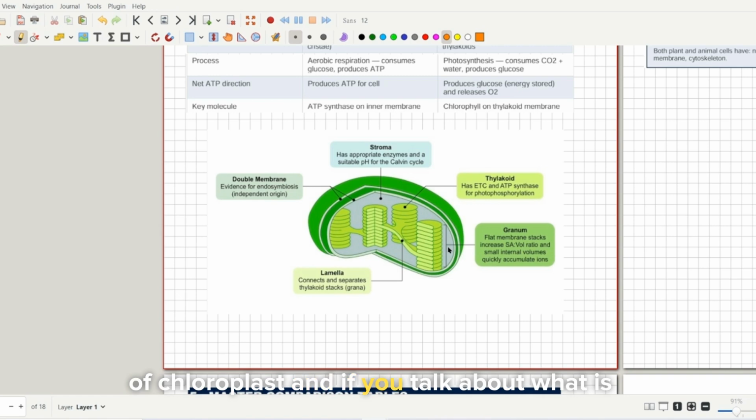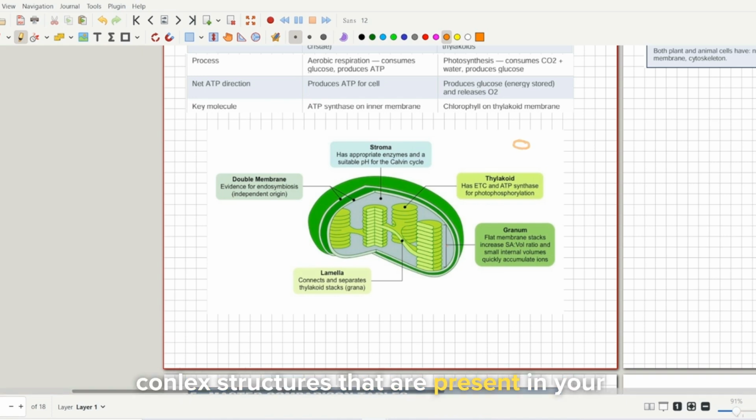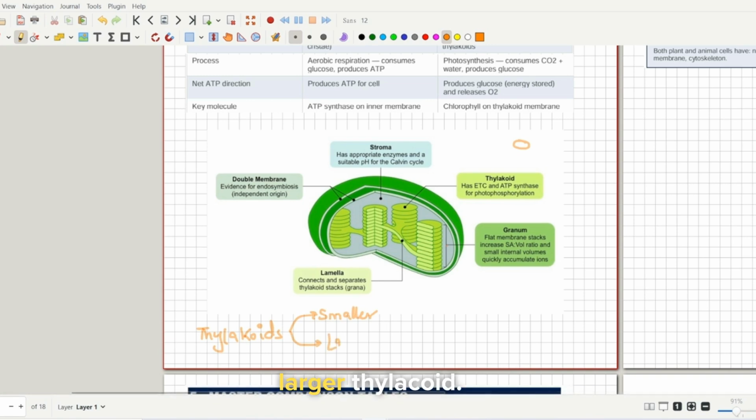And what else is present in the stroma? Thylakoids. Thylakoids are disc-like or cone-like structures that are present in your stroma, and there are two types of thylakoids. If we talk about thylakoids, they have two types: one is the smaller thylakoid and the other is the larger thylakoid.